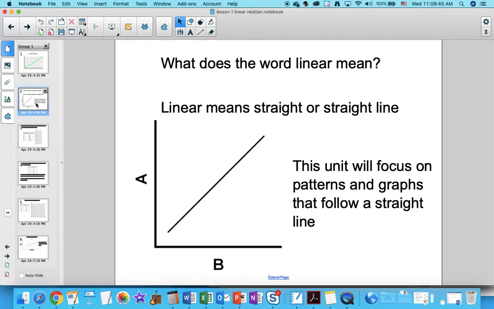So, what does the word linear mean? We're going to start off really easy. The word linear means straight or straight line. So this unit will focus on patterns and graphs that follow straight lines. We'll be looking at math that predicts patterns that follow a straight line. And so the importance of this unit is the fact that we can use mathematics to predict the future if they follow a specific pattern.